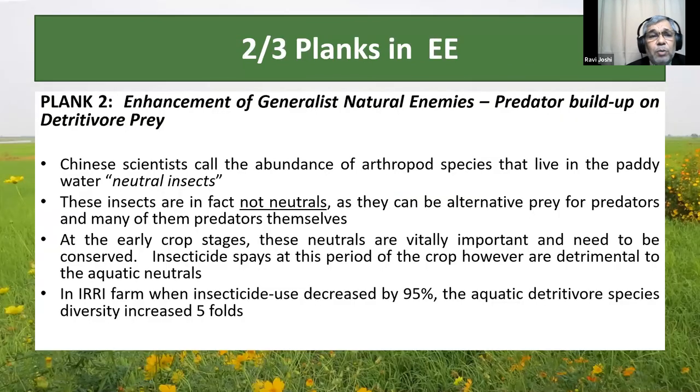The second is to build up on the detritivore prey. These are neutral animals, like collembolans, the chironomids and all that. They are widely present in the rice field, especially during the start of the season.